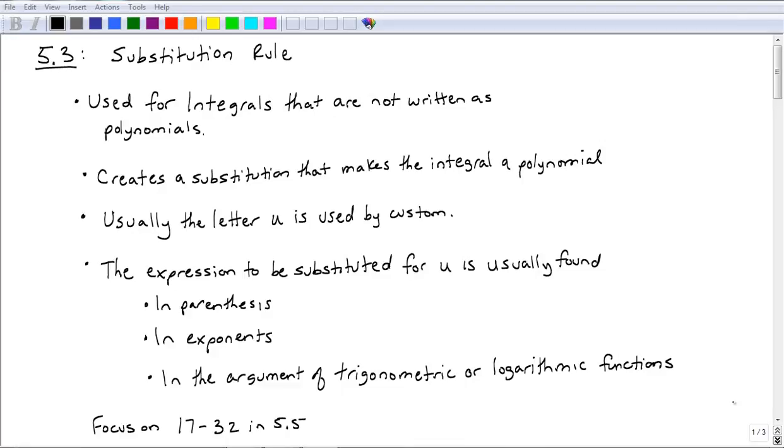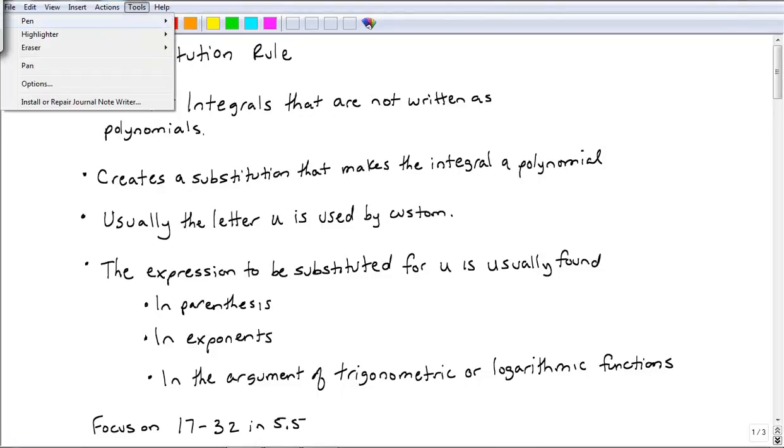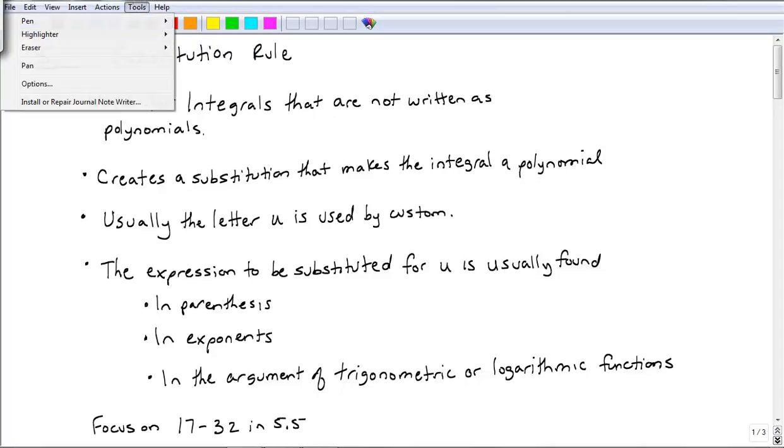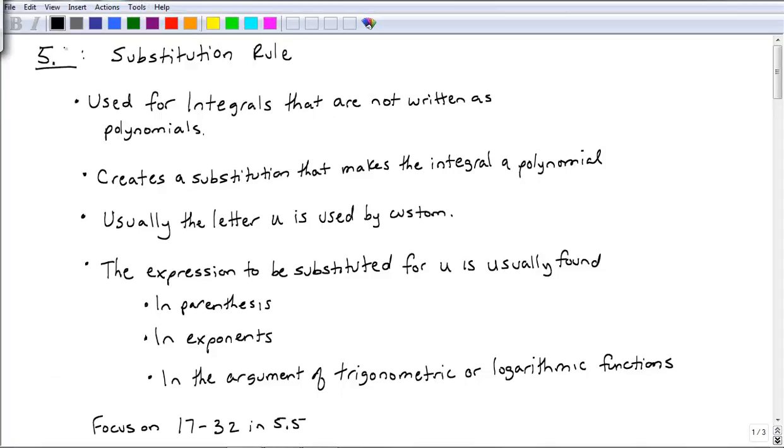5.5 is the substitution rule. This is the last section we're going to be doing. Let me change this. This is 5.5. But the substitution rule is a way that we can do integrals that aren't polynomials.